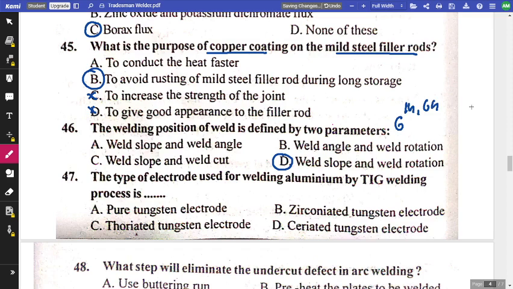The type of electrode used for welding aluminium by TIG welding. Options: pure tungsten, zirconated tungsten electrode, thoriated tungsten electrode, ceriated tungsten electrode. Zirconium, thorium and cerium are the additions to tungsten. And for aluminium by TIG welding, we will be using the zirconated tungsten electrode.